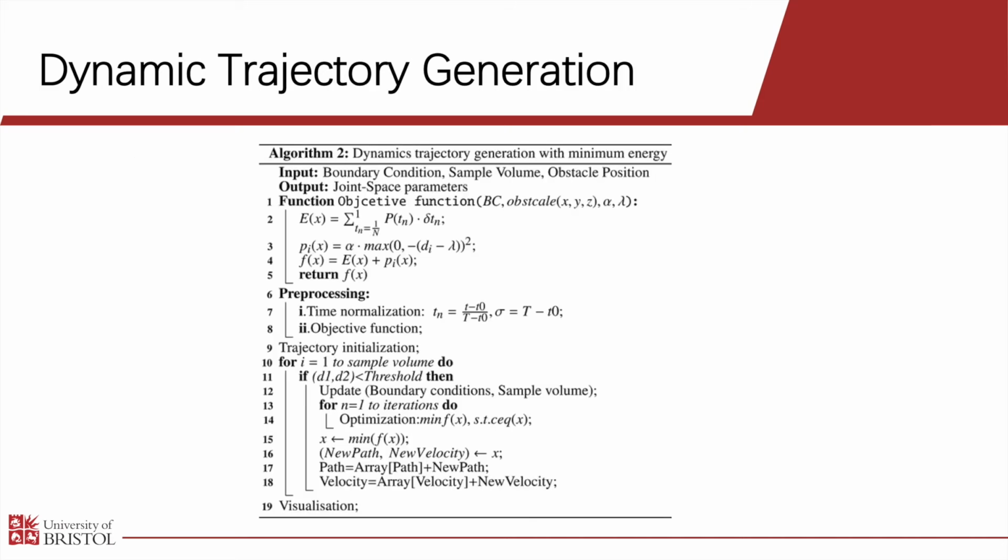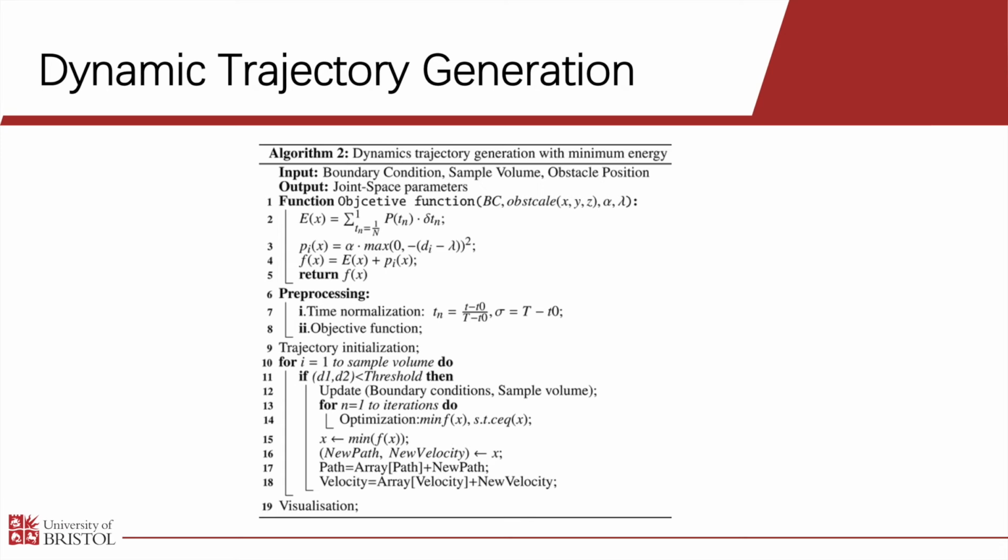You can see the pseudocode here. The total energy is the sum of the total power of each period of time multiplied by the length of each period of time. The alpha can help to converge the objective function. Tn is the normalized time. T is the time we want. Here it is 2 seconds. T0 is the beginning time. Here it is 0, and sigma is the total time.